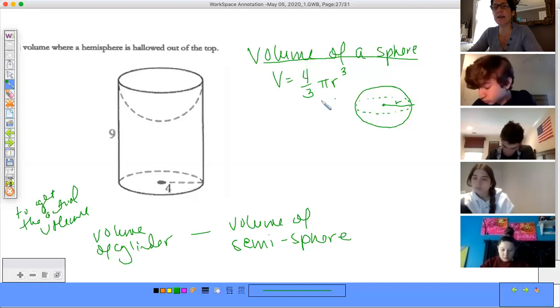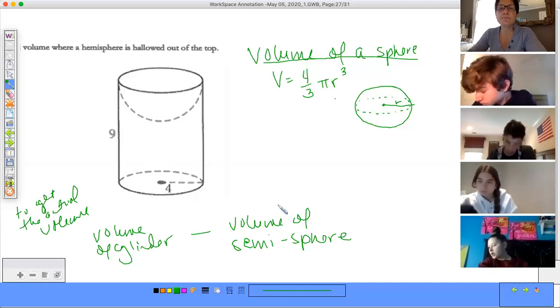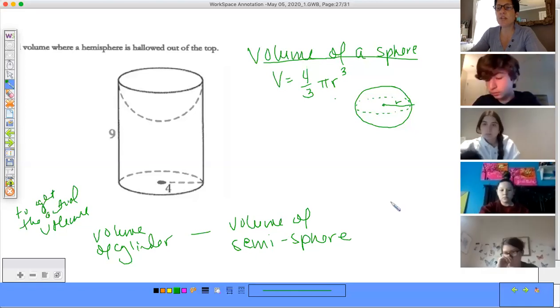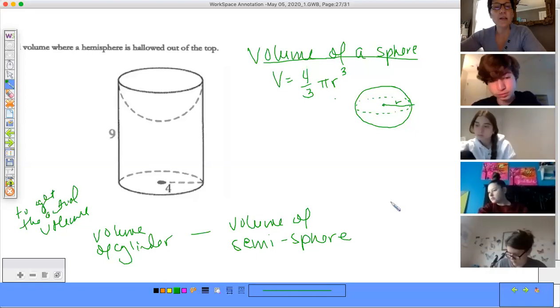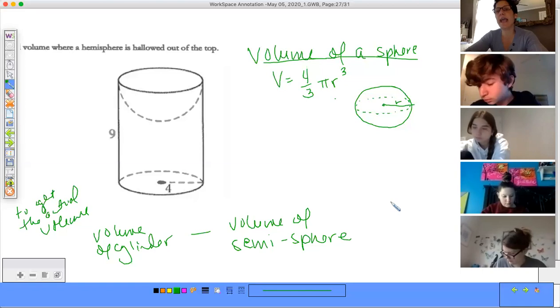And simply do what? What would you do? Chop off half of it. Chop it in half. Take out, divide by 2. Divided by 2, i.e. chop it in half. You got it. Okay.